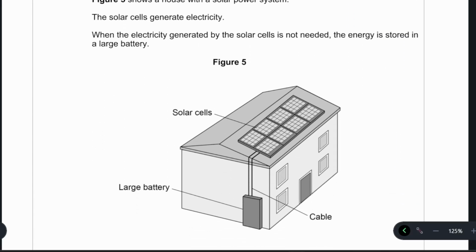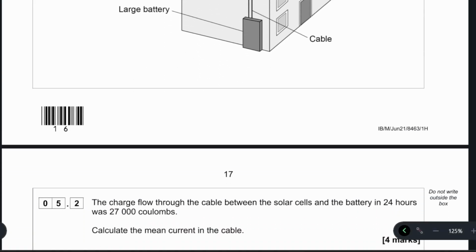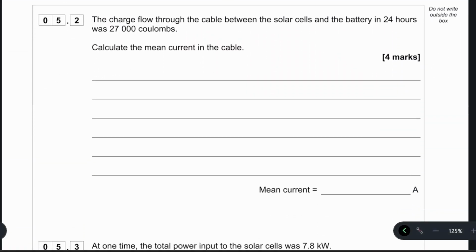Cool. 5.2 then, we've got a house with a solar power system. The solar cells generate electricity. When the electricity generated by the solar cells is not needed, the energy is stored in a large battery. Cool. The charge flows through the cable between the solar cells and the battery in 24 hours was 27,000 coulombs. And we want to calculate the mean current in the cable. So to answer this question, we need to know the relationship between current and charge. And so we should know that current basically is the charge per second.